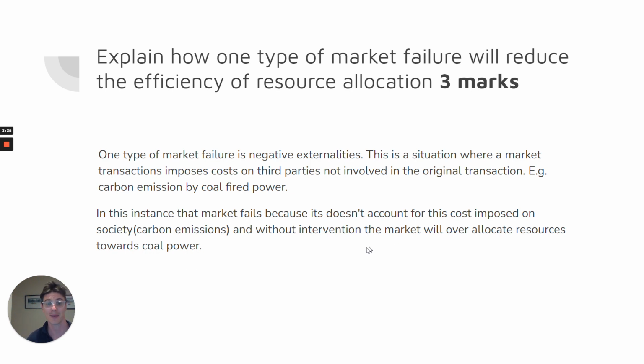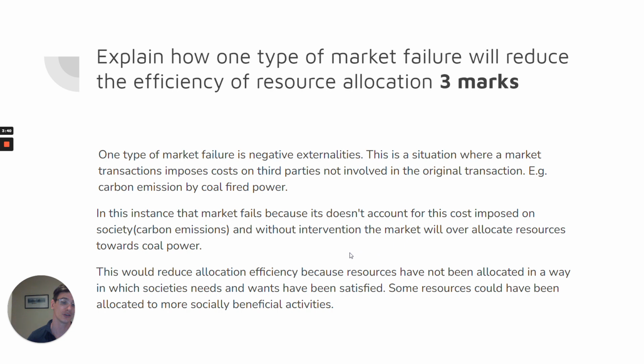Then we bring this back to efficiency. This would reduce allocative efficiency, that should say, not allocation efficiency, because resources have not been allocated in a way which maximizes society's needs and wants, or where the needs and wants have been satisfied. Some resources could have been used elsewhere for some more productive activity, like education or healthcare, but instead they're creating coal-fired power, which is bad for society.